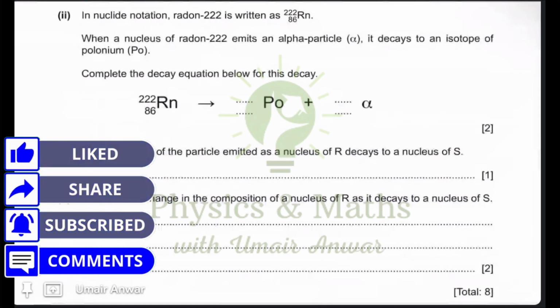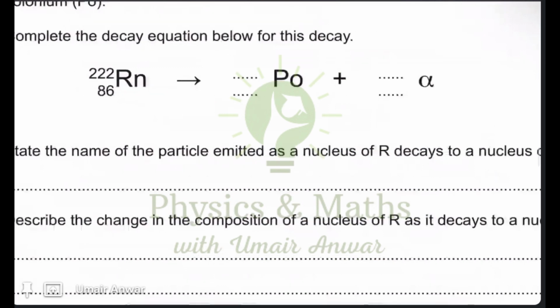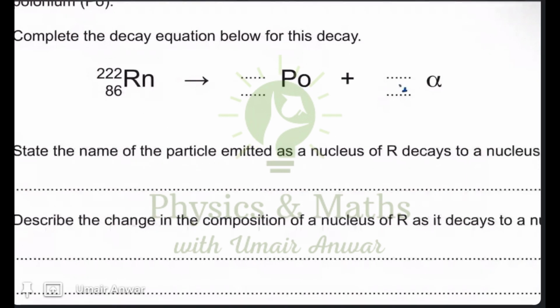In nuclei notation, radon 222 is written like this. When a nucleus of radon emits an alpha particle, it decays to an isotope of polonium, Po. Complete the decay equation. So for the alpha, the details are it has a proton number of 2 and nucleon number of 4. For polonium, the proton number is going to decrease by 2, it would become 84, and the nucleon number is going to decrease by 4, so it would become 218.